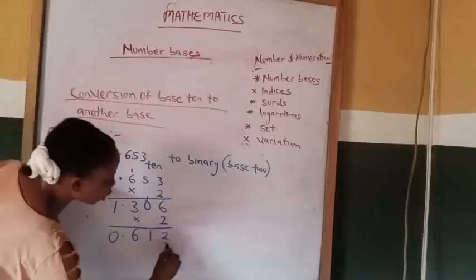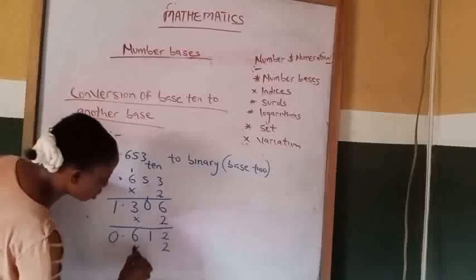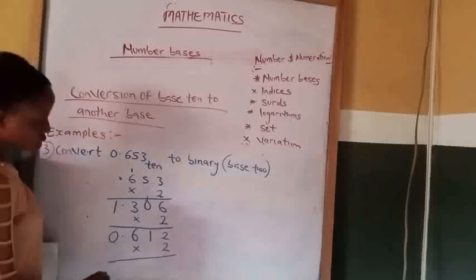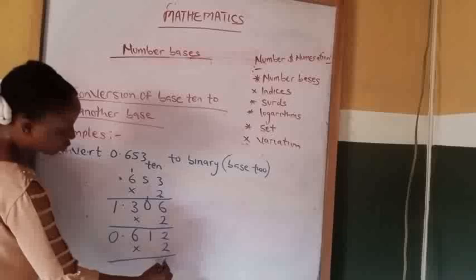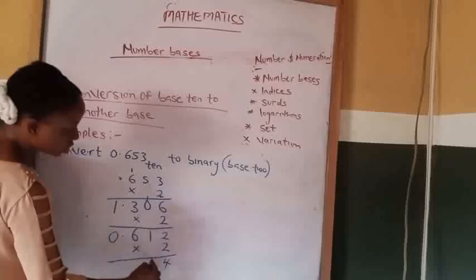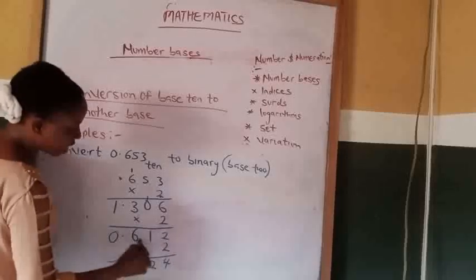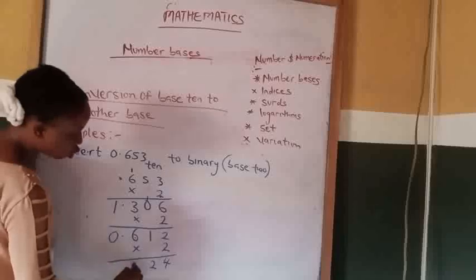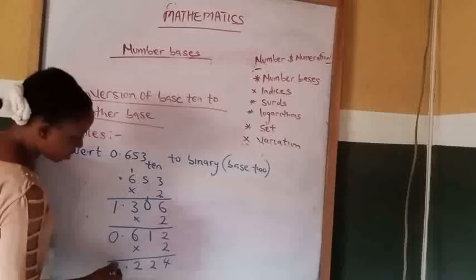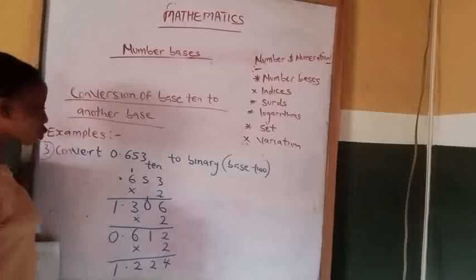So you multiply by your base again, that's base 2, since you are converting to base 2. So 2 times 2 is 4. 2 times 1 is 2. 2 times 6 is 12. Carry 1. So and so on and so forth.